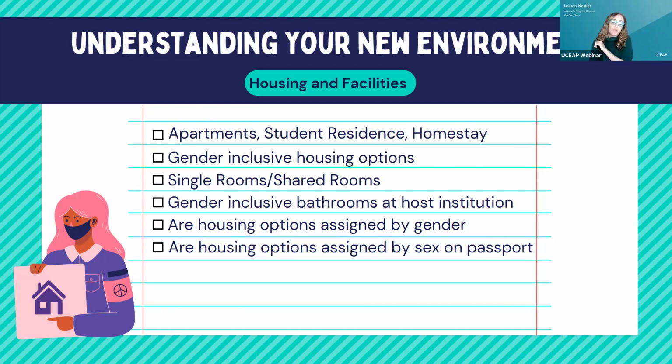Are there gender inclusive bathrooms at the host institution? And finally, are housing options assigned by gender or by sex on the passport? Some institutions, just for example, the American University in Cairo in Egypt, will require you to live in the student residence based on the sex on your passport. And that's just something you'll want to research as you're making your decision about the program you want to apply to.